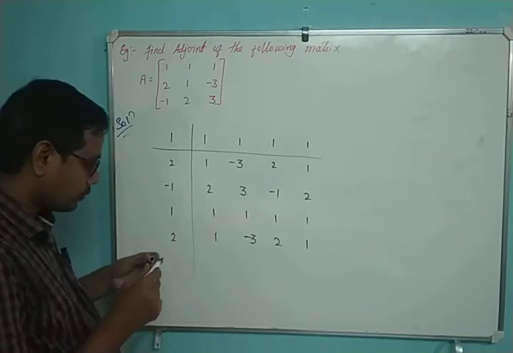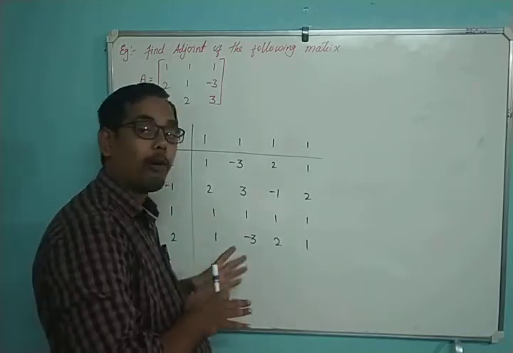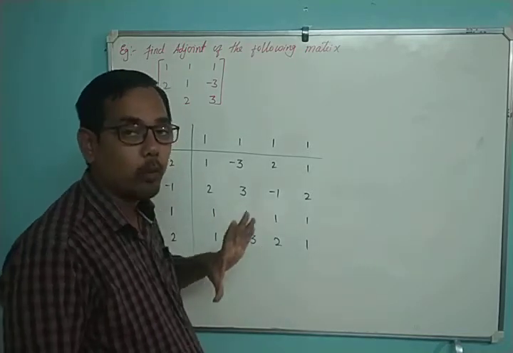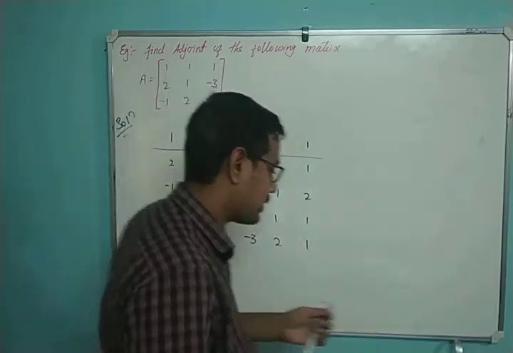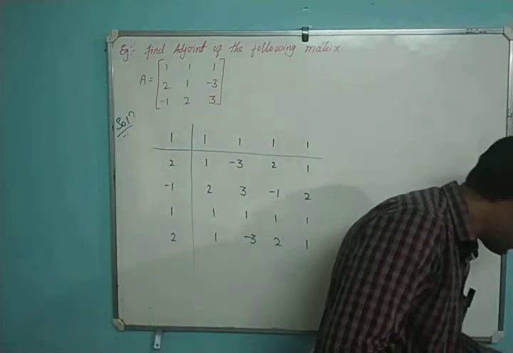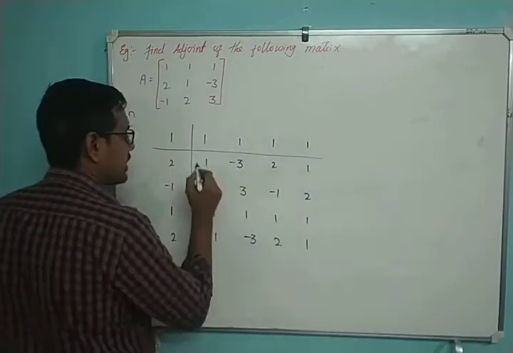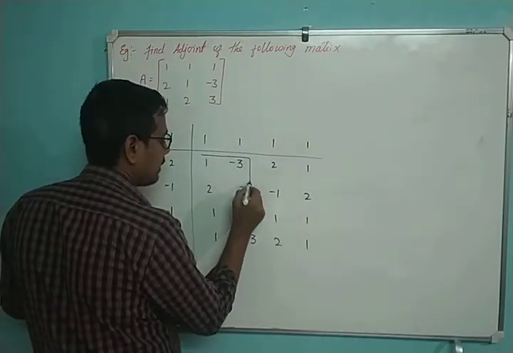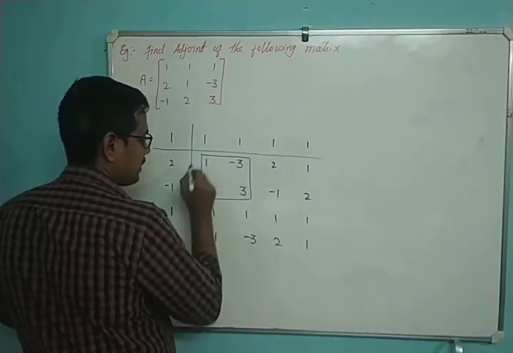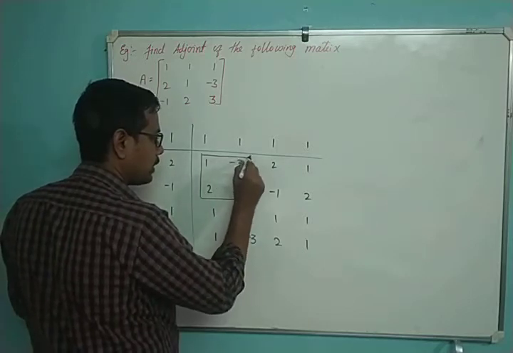So now, here you need to form 9 boxes. How to form 9 boxes? The first one is this box.